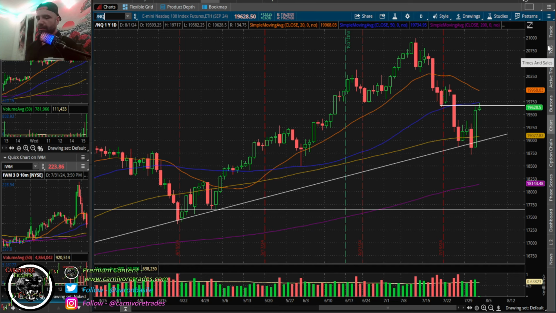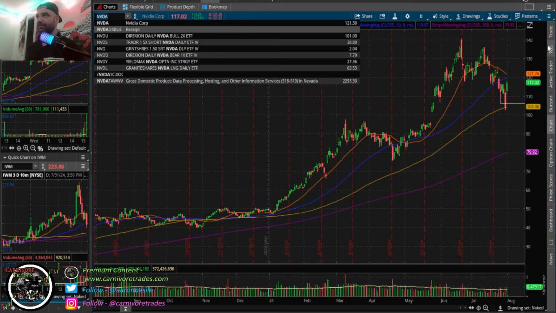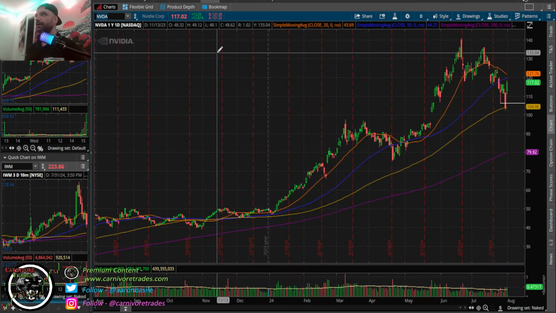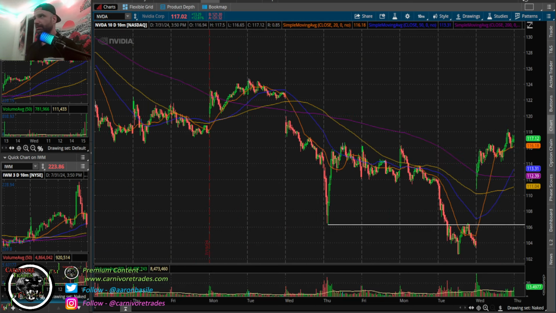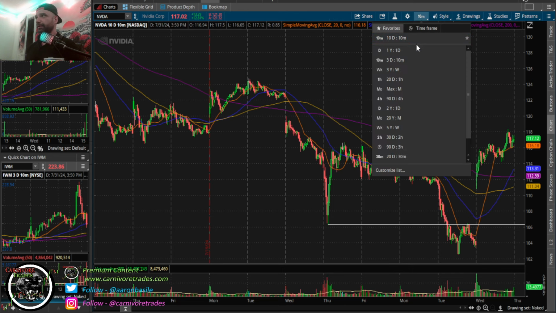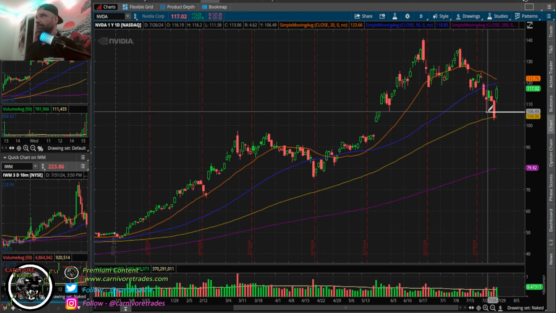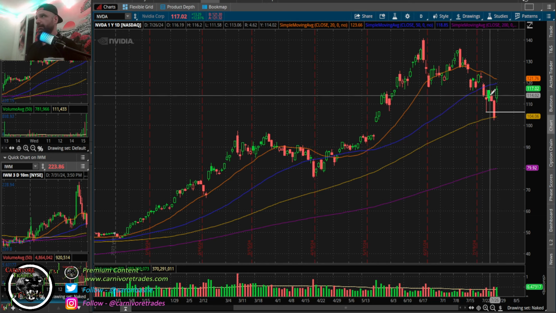Another one, if you follow me on Twitter, or if you're in the Discord, I hammered on this and I said NVIDIA 107, NVIDIA 107, NVIDIA 107 yesterday all day long. Why did I say that? Let's go to an intraday. Here's your big pivot from Thursday the 25th, right? Big down move, tail candle, and we pop back up.